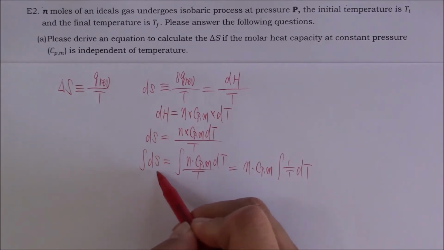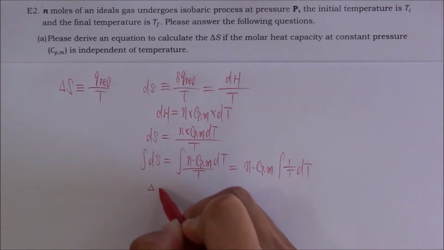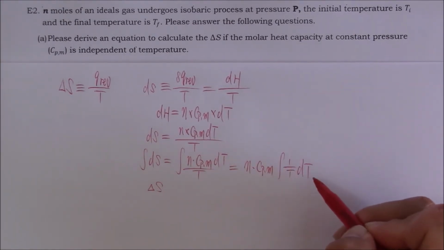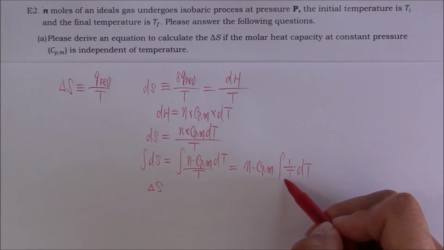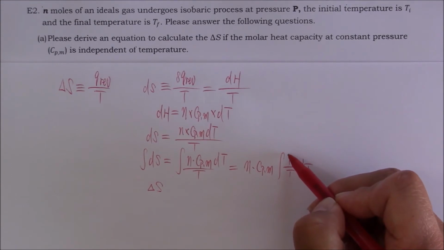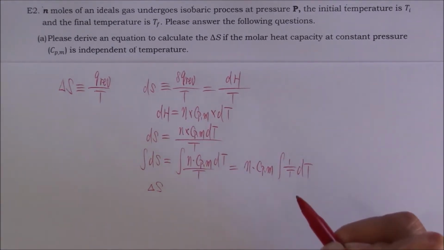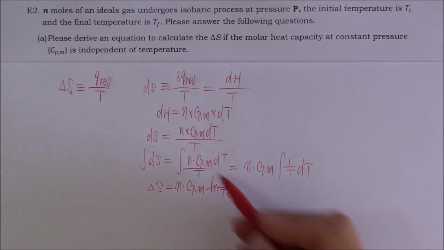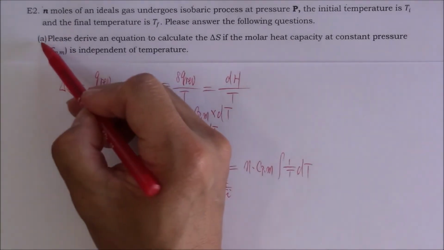On the left side, this is delta S. On the right side, the integration of 1 over T dT is equal to natural log T. If we consider the limits of the initial temperature and the final temperature, we will get natural log Tf over Ti. This will be the answer for part A.